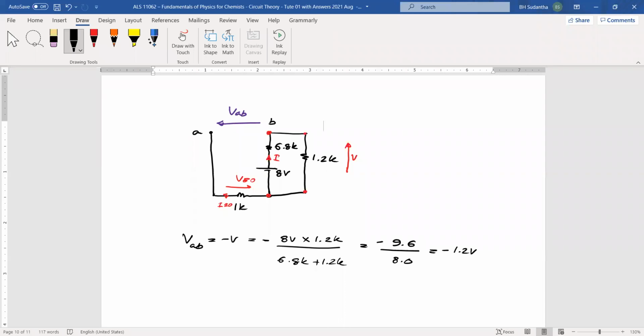The reason we are getting minus is that actually the point A is here, but we are bringing point A here. Then VAB we are expecting in this direction, A should be, but here the current is going through this direction. Then this B is appearing this way, because the 1.2K voltage is in this direction, but VAB is in the other direction.